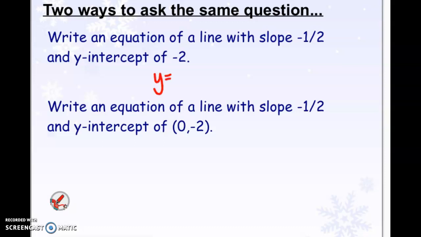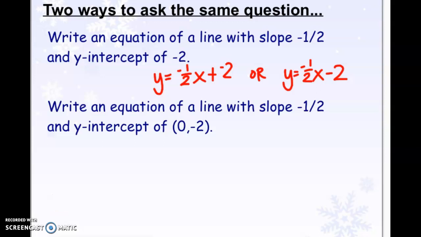Y equals negative 1/2 is the slope, and then plus negative 2. Or an easier way to think of it is y equals negative 1/2 x subtract 2. Plugging it in. We call it the y-intercept 0, 2. The y-intercept means that the x value is 0, so you don't always see that given to you in the question.